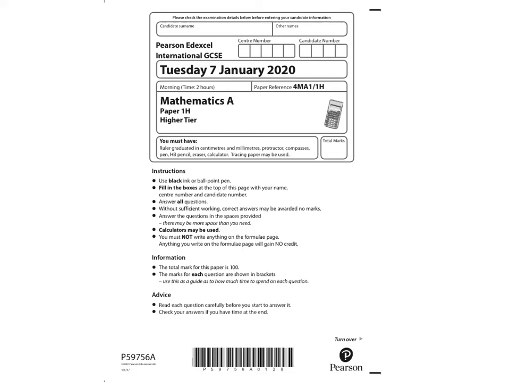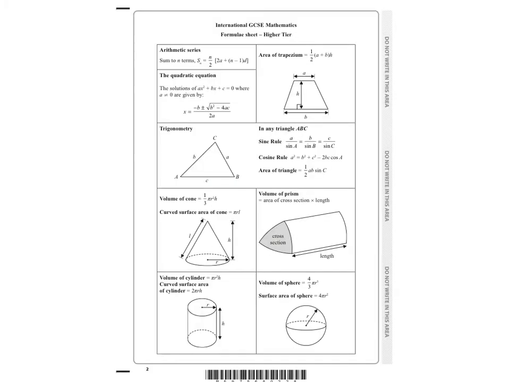Okay, so today we're going to look at Tuesday, 7th of January, paper 1H, higher tier, okay? And we're going to go through Miss Hayden Higgins solutions. So, as we know, this is a calculator paper. You've got the formula book here, so if you need any formulas, that's right here. Right, so we're going to start at the beginning, and then we're going to move through the paper.